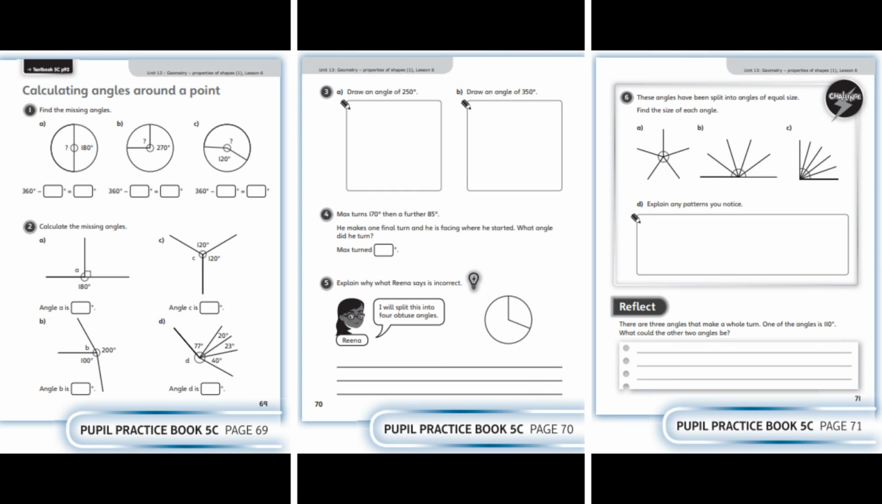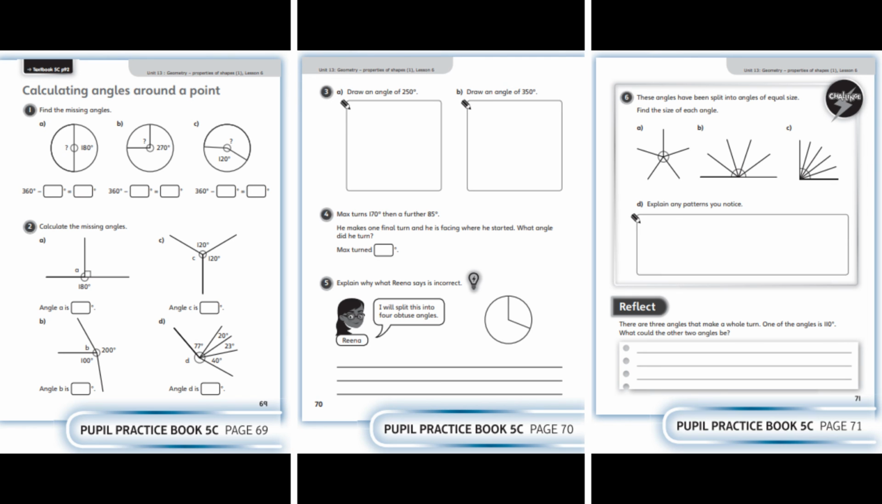Now it's time for your independent work. For questions 1 and 2, you simply have to find the missing angles by calculating them. So remember, all the angles around a point add up to 360. So if you take away what you already know from 360, you'll find the missing angle.